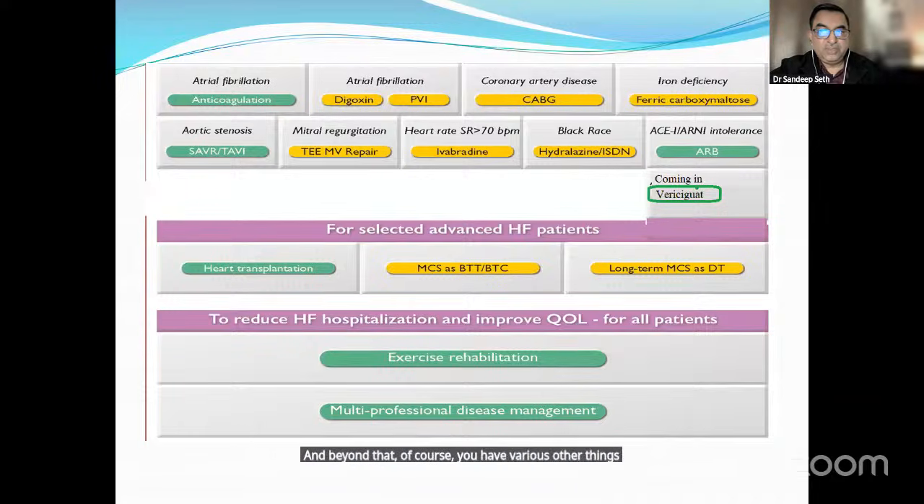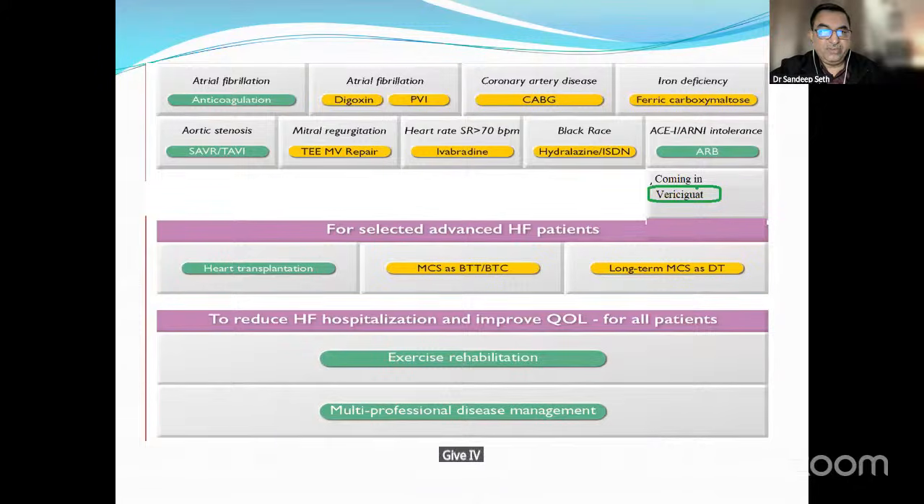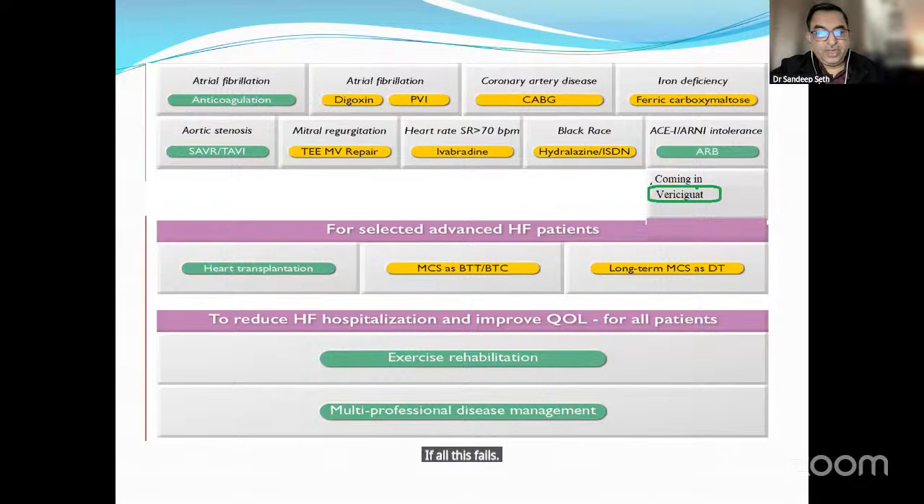Coronary artery disease, bypass surgery; if there's iron deficiency, give IV iron; atrial fibrillation, you treat with digoxin. And for any valve regurgitation, you can consider surgery or a non-surgical repair. If all this fails, then of course, we have more advanced therapy like LV assist devices and heart transplant.